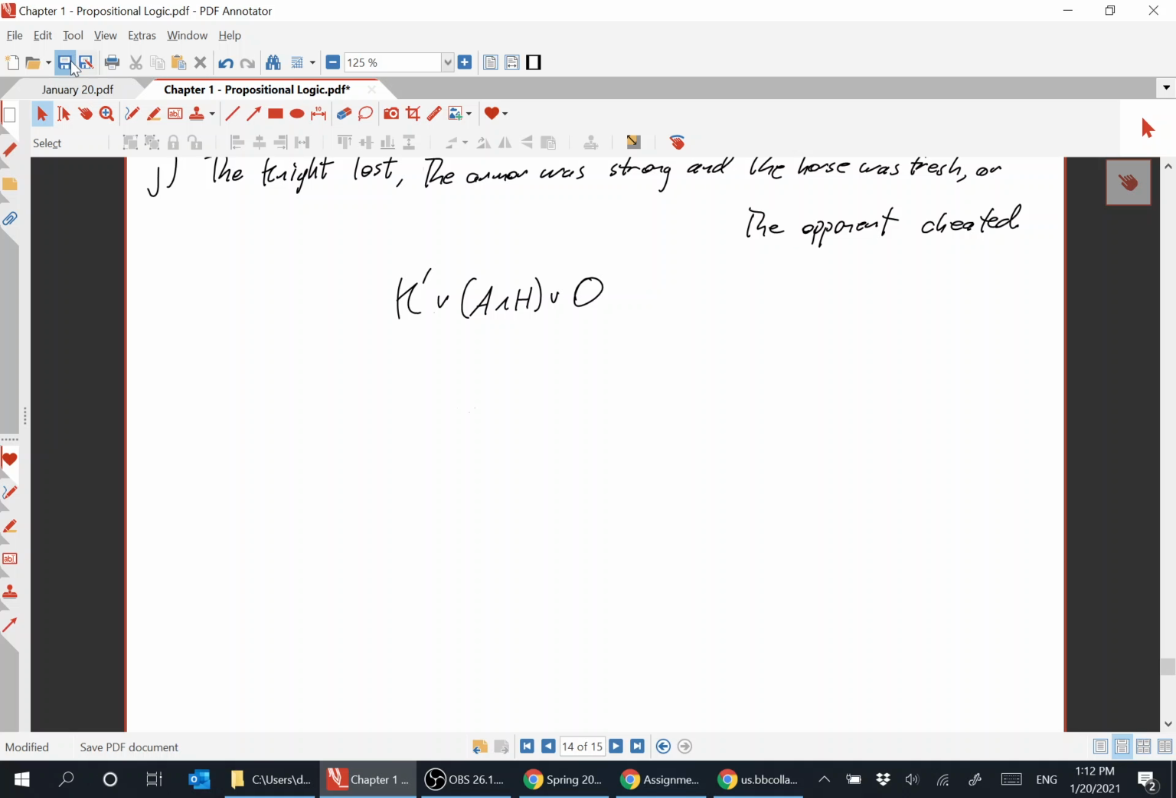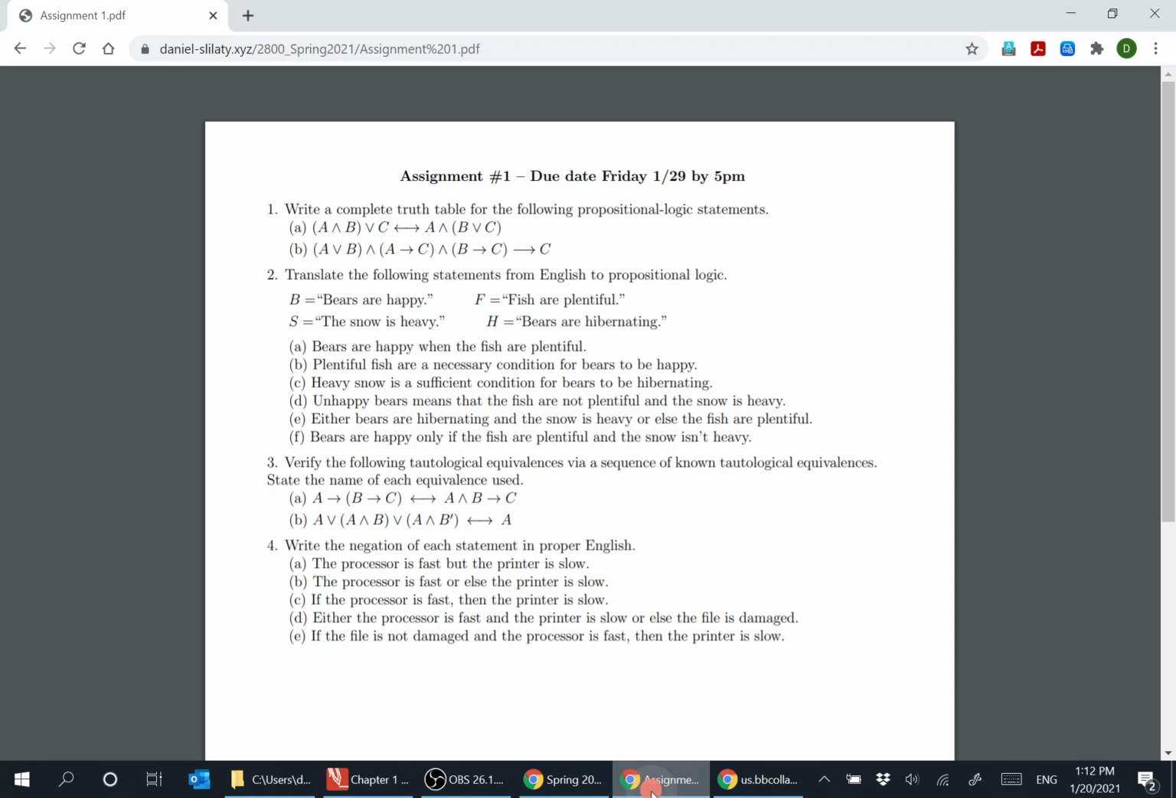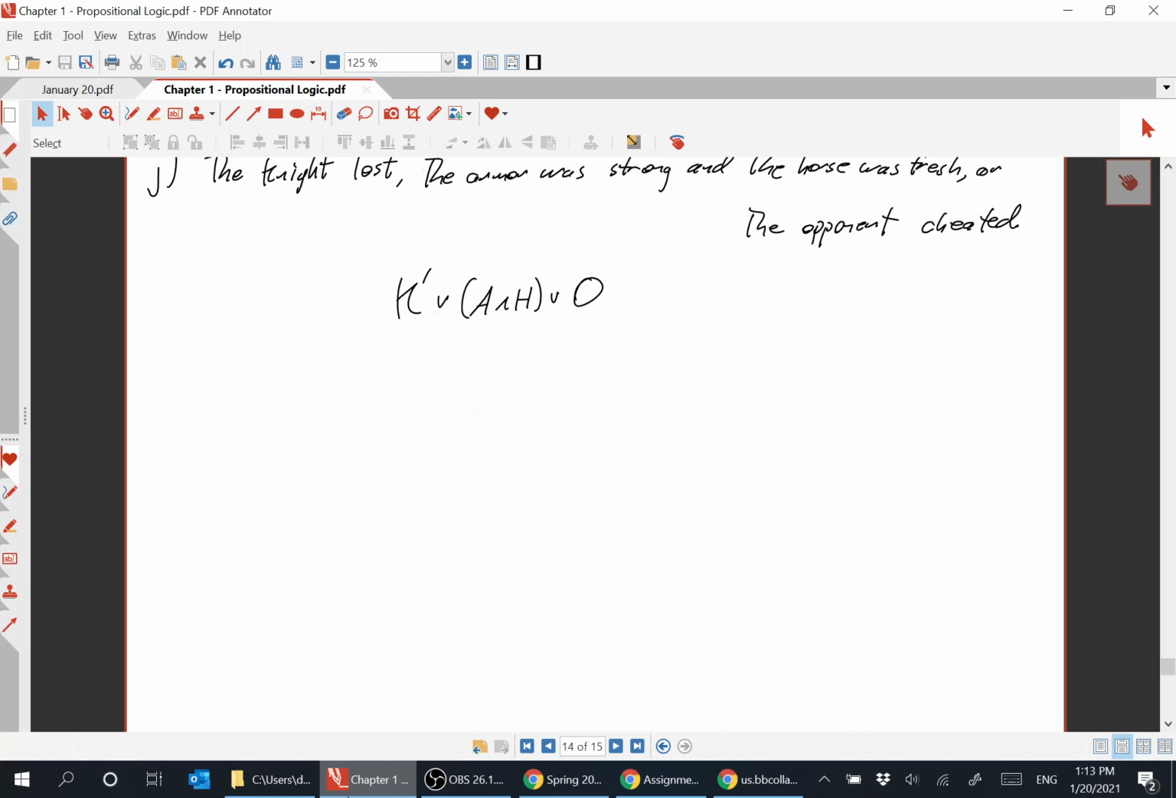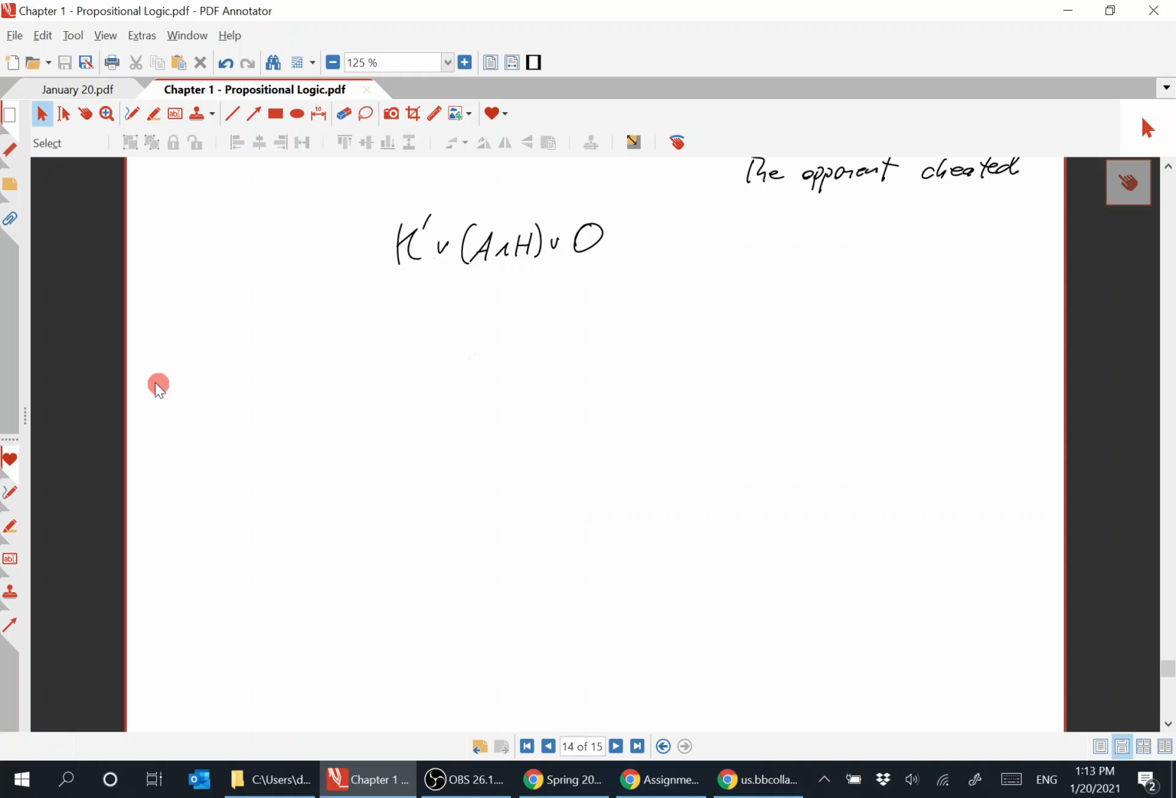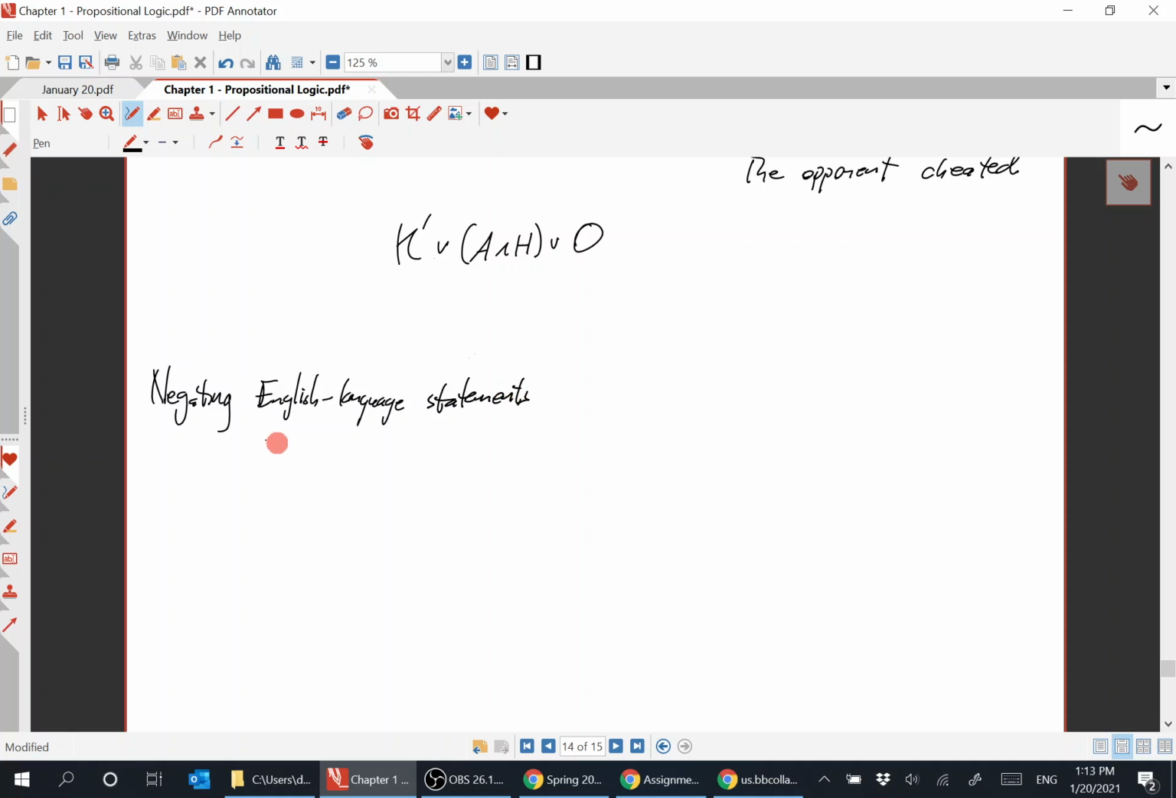All right. So that's translations. We'll do some more examples next time. Get started on the ones on the homework, please, today. So this one's nice, bears and fish and snow. So nice winter theme. Let's talk about negations. So negating English language statements.